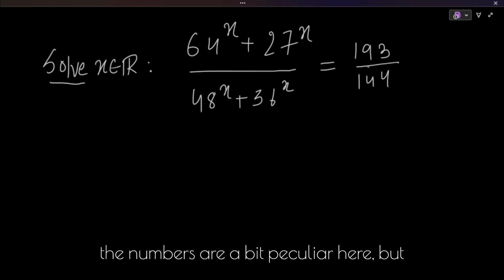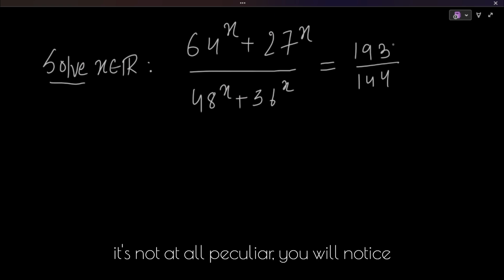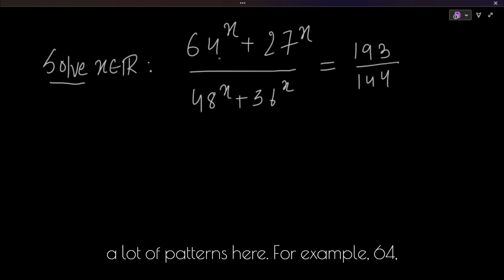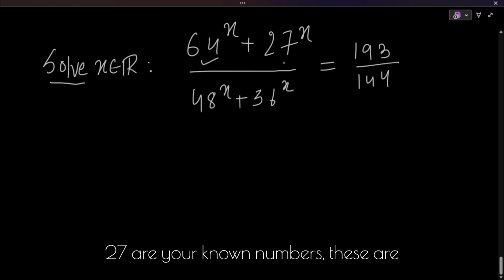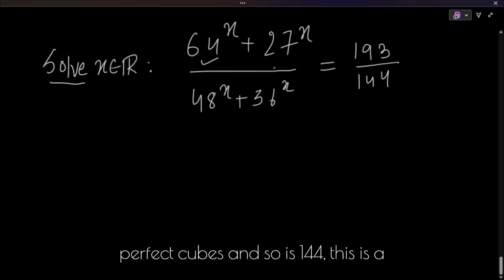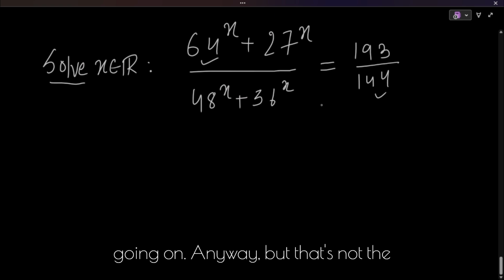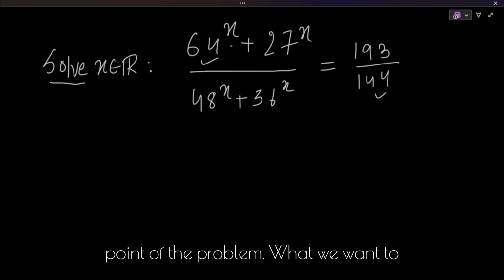Okay, the numbers are a bit peculiar here, but it's not at all peculiar. You will notice a lot of patterns here. For example, 64, 27 are your known numbers. These are perfect cubes. And so is 144. This is a perfect square. So there is some pattern going on there. Anyway, but that's not the point of the problem.